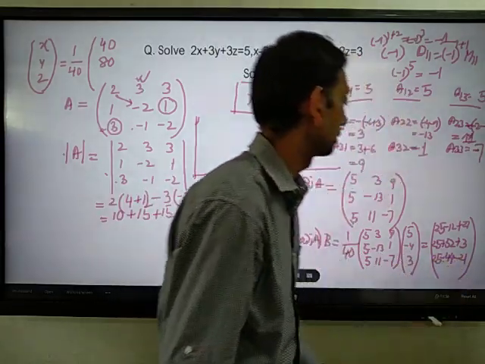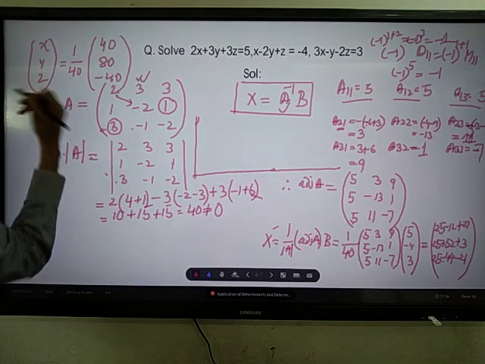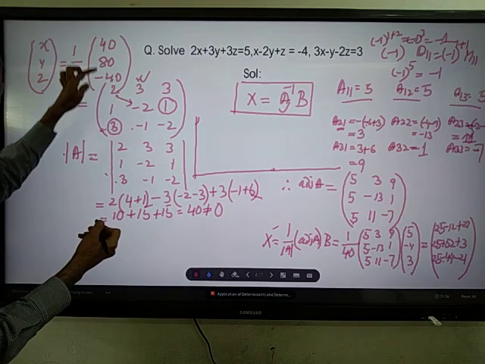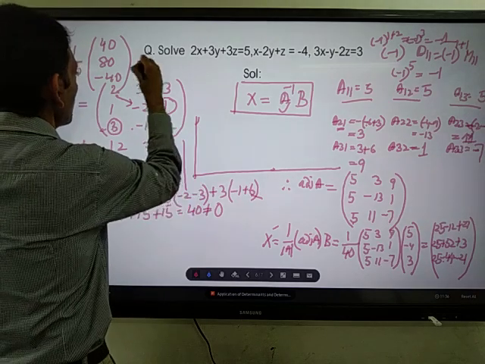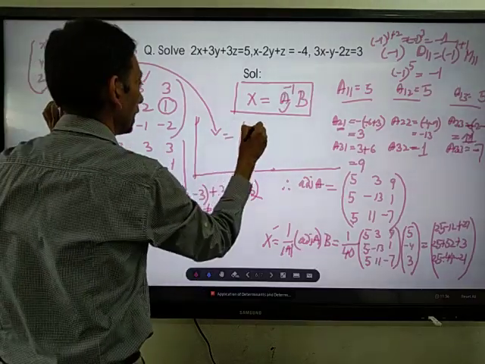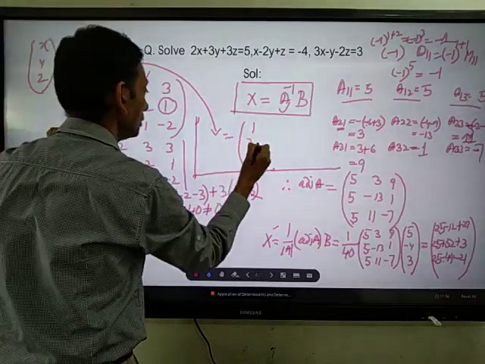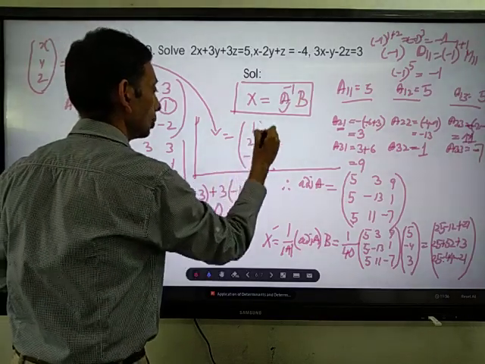Then plus 4 minus 44 is minus 40. Okay. Now finally we'll multiply each and every element by 1 by 40. If you multiply that first element, what will be the first element? That is 40 by 40, it's 1. Then 80 by 40, 2. Then minus 40 by 40 is equal to minus 1.